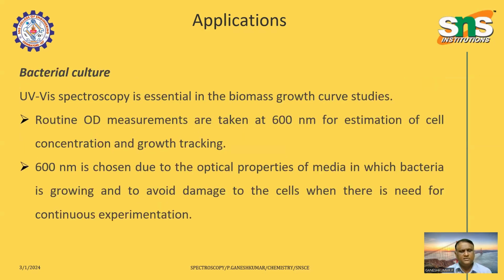The bacterial culture. UV-visible spectroscopy is essential in biomass growth curve studies. The routine OD measurements, that is optical density measurements, are taken at 600 nanometers for estimation of cell concentration and tracking growth. 600 nanometers is chosen due to the optical properties of the media in which the bacteria are growing, and to avoid damage to the cells when there is a need for a continuous experiment.